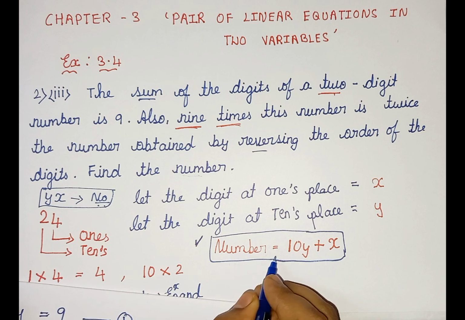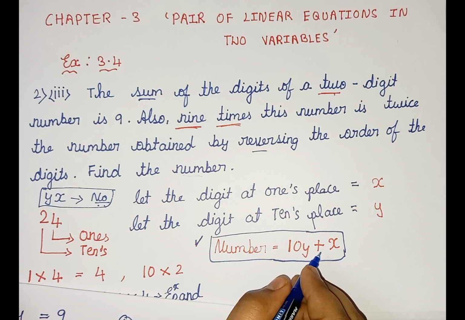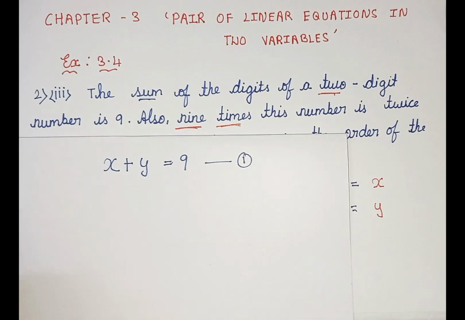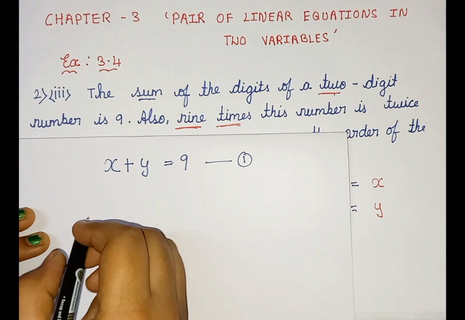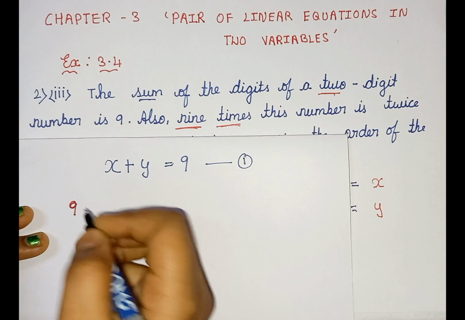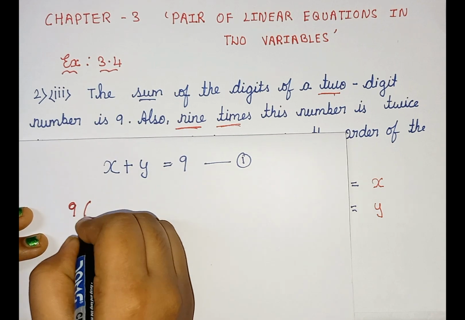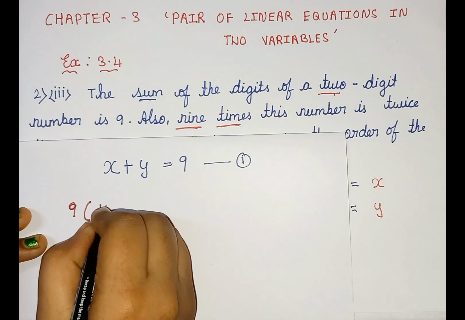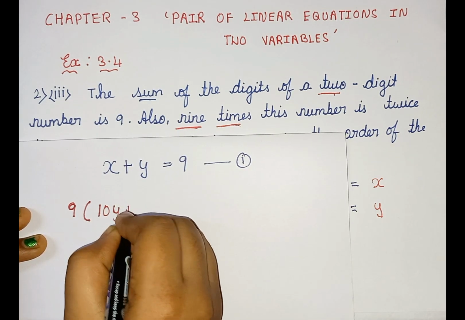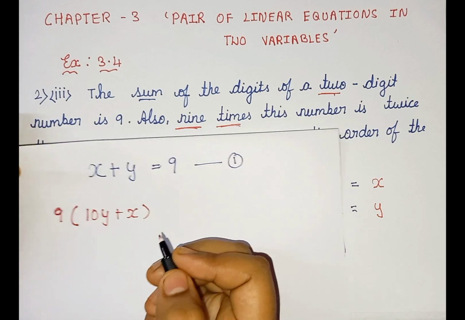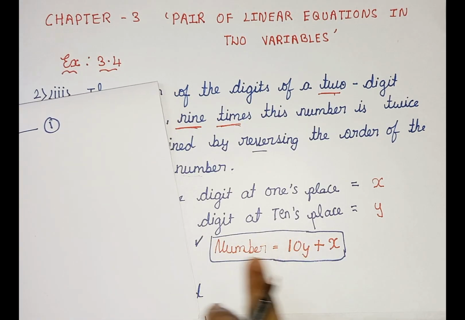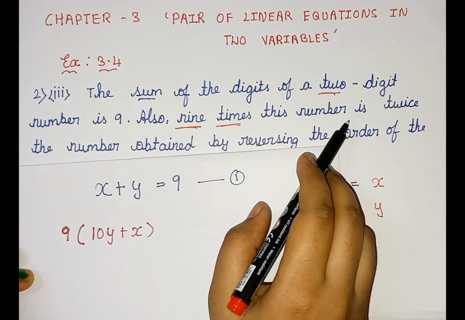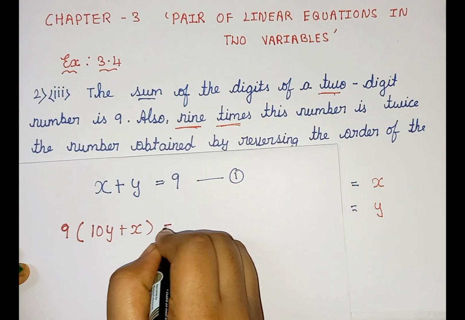Here I wrote number is equal to 10y plus x, isn't it? So 9 times, what is the meaning of 9 times? I'll write it. So 9 times means into, so your bracket means into. 9 times this number. What is that number? 10y plus x. So this is the meaning of this number. This number means we are talking about this particular number. Is means we are supposed to write is equal to.